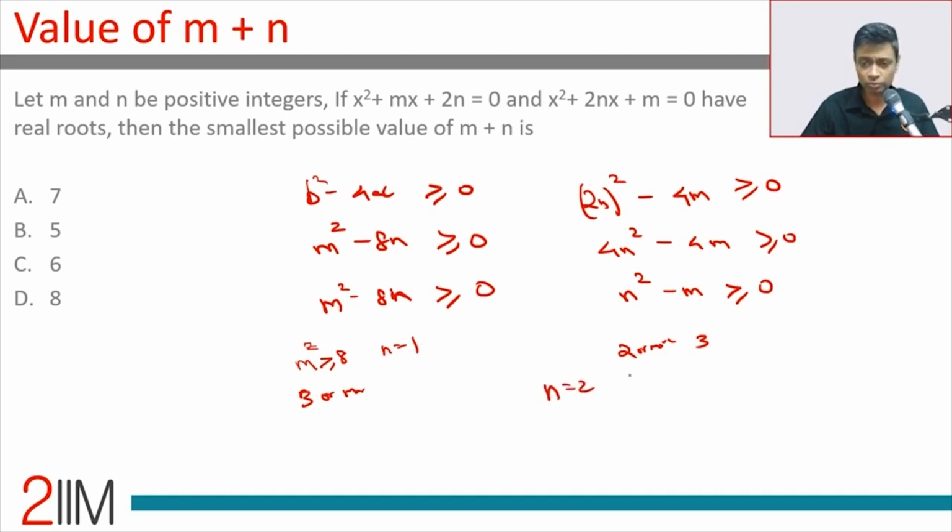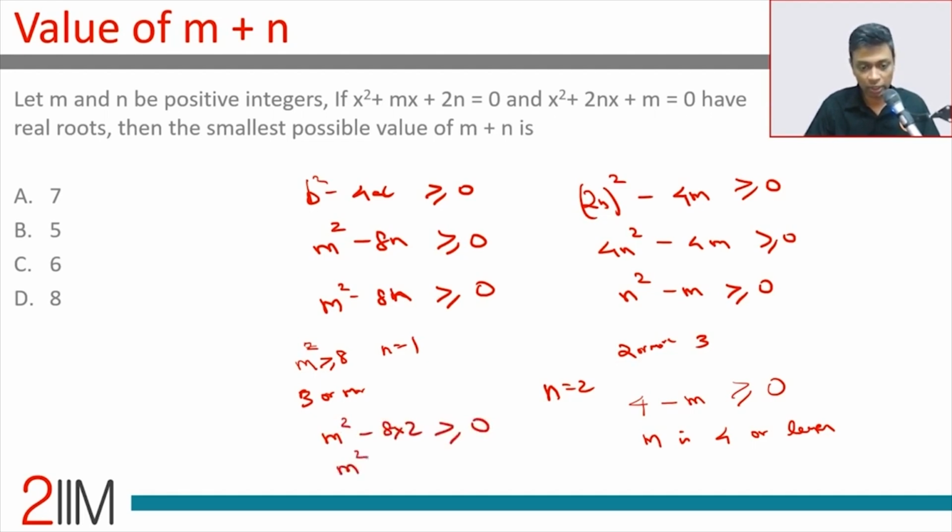Put n equal to 2. N square is 4. 4 minus m greater than or equal to 0, or m is 4 or lesser. M square minus 8 into 2 greater than or equal to 0. M square minus 16 is greater than or equal to 0. M is 4 or more, so m could be 4. N equal to 2, m equal to 4 works. It just works. This side becomes 0, that side becomes 0. Both times the real roots are equal, but it works.